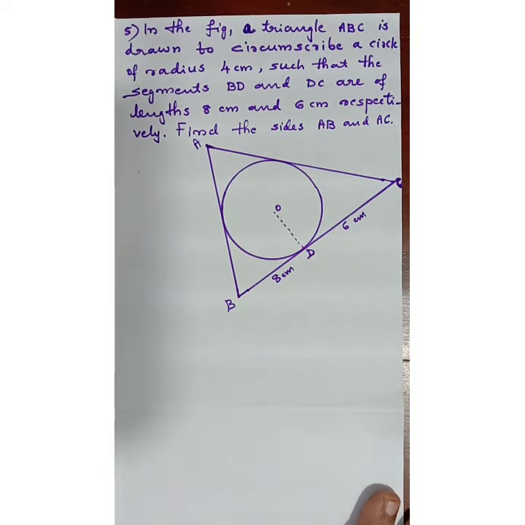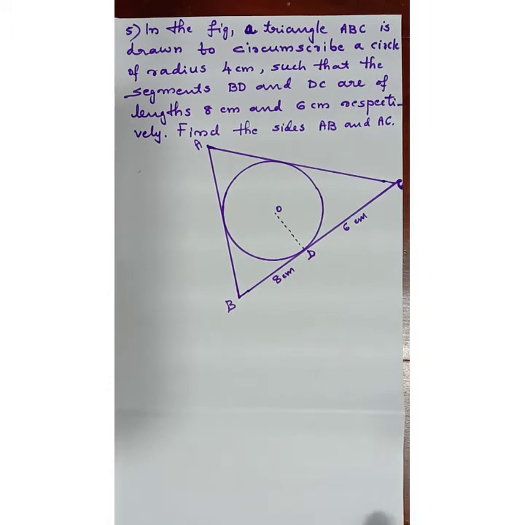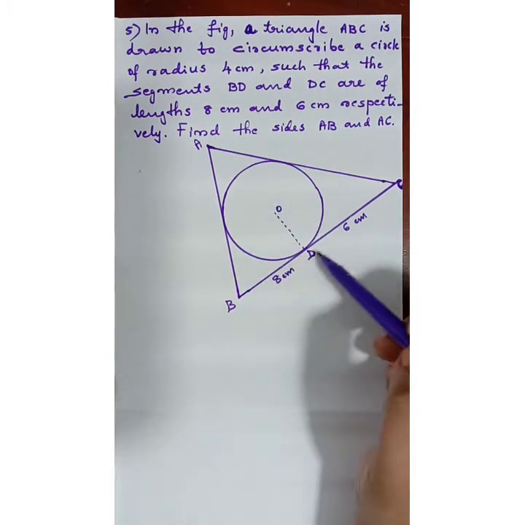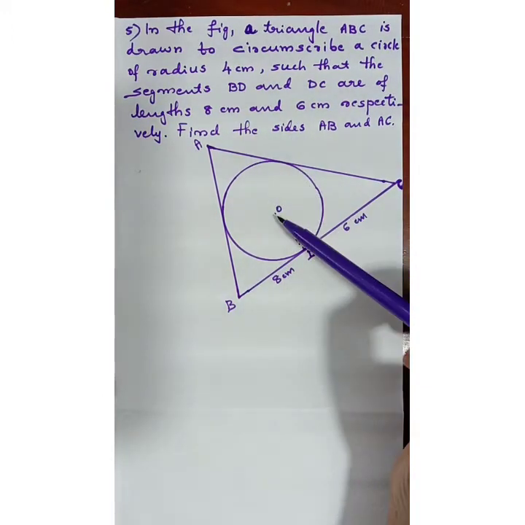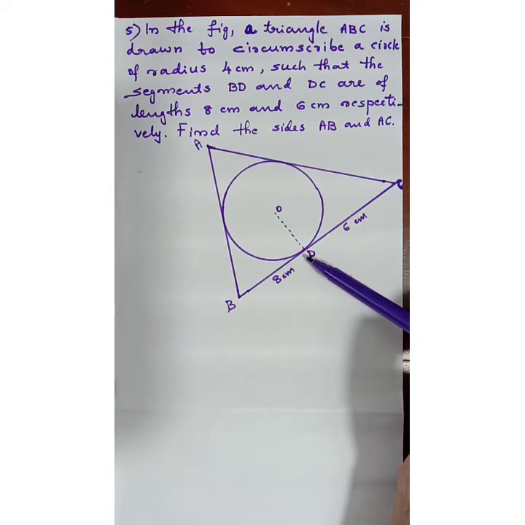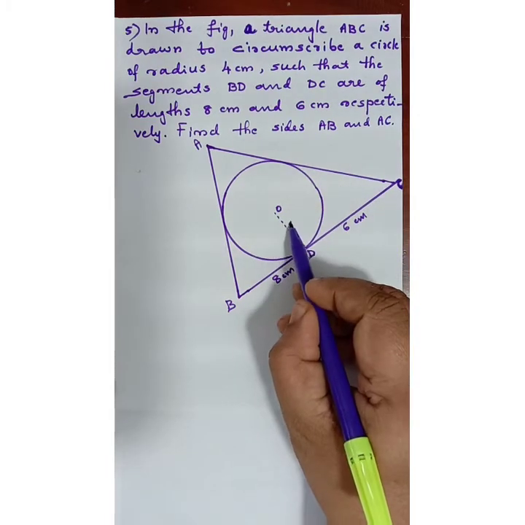Let us check the next question. In figure, a triangle ABC is drawn to circumscribe a circle of radius 4 centimeter. Here actually OD is equal to 4 centimeter.